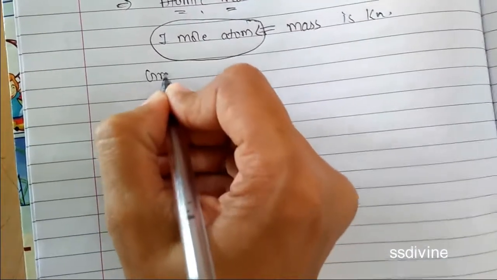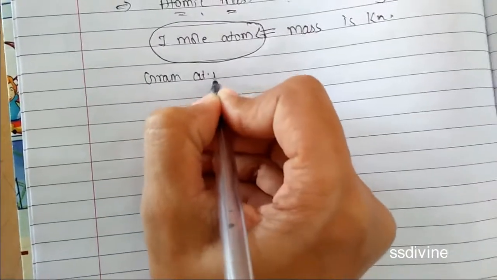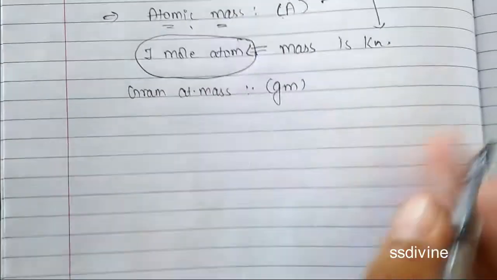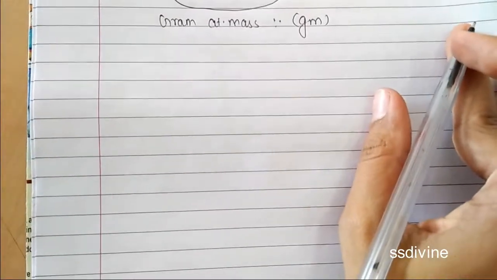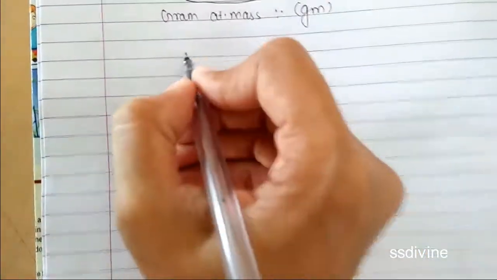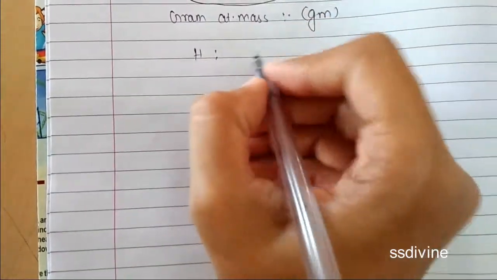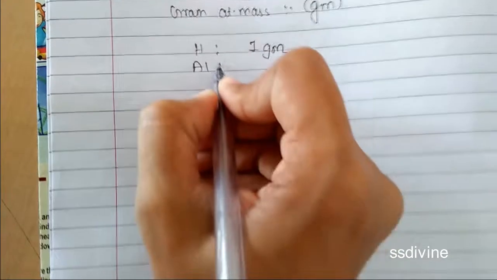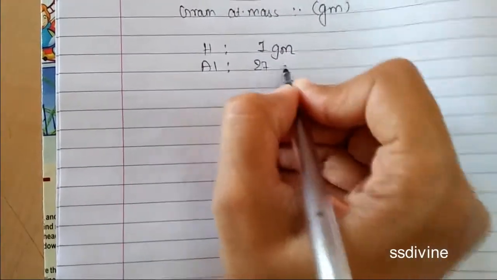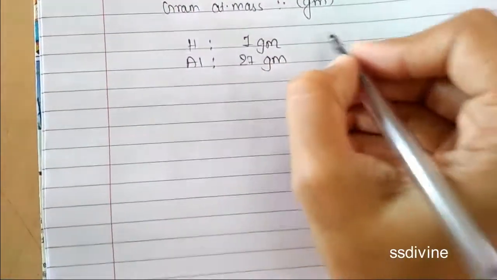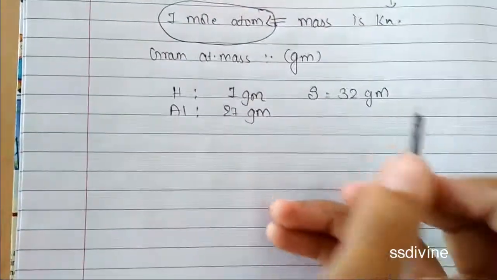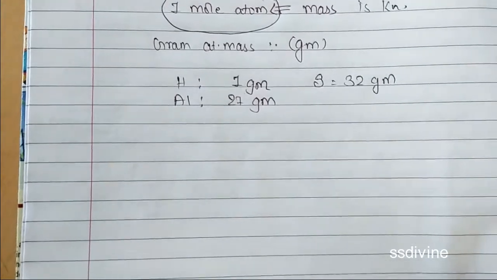So what is gram atomic mass? That is gram atomic mass, which is expressed in gram. हम उसको किस में एक्सप्रेस करते हैं? ग्राम में. Suppose you are having any of the substance, let us say hydrogen, then gram atomic mass of hydrogen is 1 gram. Same if you talk about aluminium, it is having 27 gram. When you say about sulfur, it is 32 gram. So gram atomic mass is expressed in gram.